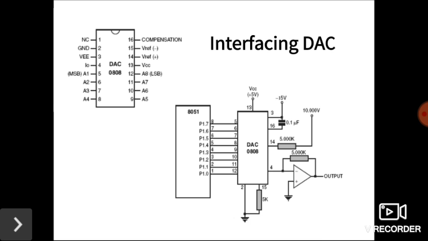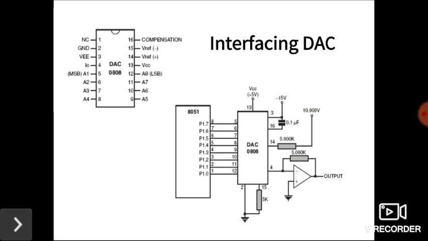As we observe, there are 8 digital input signals. The DAC needs some reference voltage input also. The data input lines are designated as A1 through A8, A1 as MSB and A8 as LSB. Therefore, at the time of interfacing with port 1 of the 8051, P1.0 is interfaced with A8 and so on.